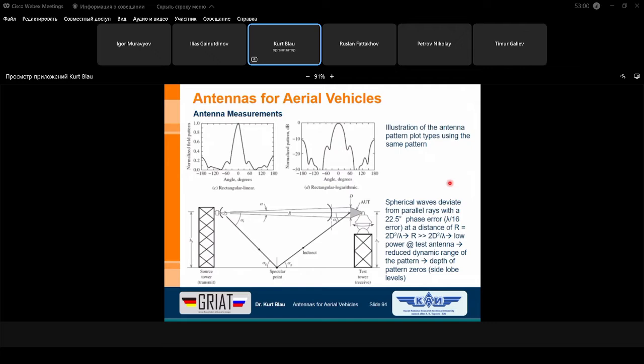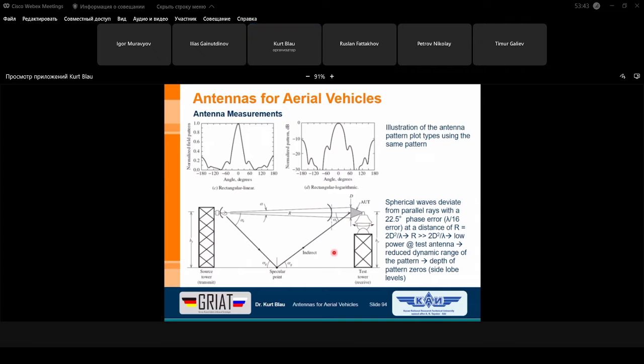And what is written here: the spherical waves deviate from parallel rays, and this limit is a 22.5 degree phase error. It's a 16th of lambda at the distance exactly R2. This is the D squared by lambda that I have explained before. This is the threshold of the far field. And at this threshold of the far field, we already have such a phase error in the measurement plane of our antenna under test.